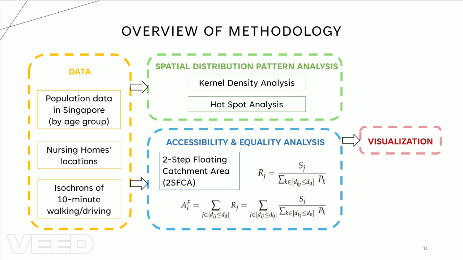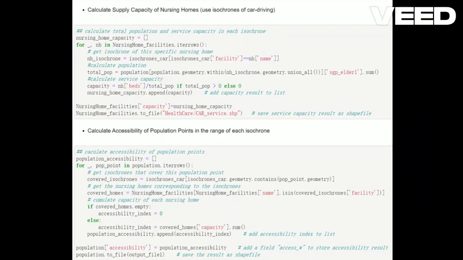The 2SFCA method was utilized to assess the accessibility of nursing homes for elderly residents. This method helps identify areas where accessibility is inadequate, considering walking distance and transportation networks. Python code of 2SFCA is shown here. Then comes the results part.